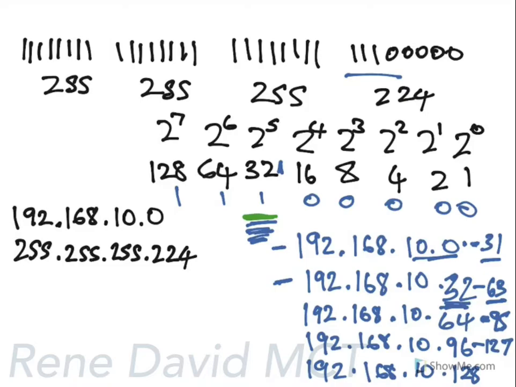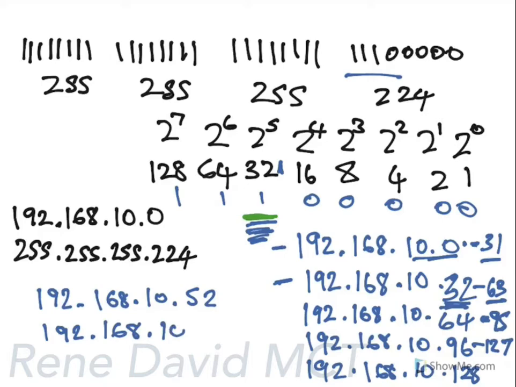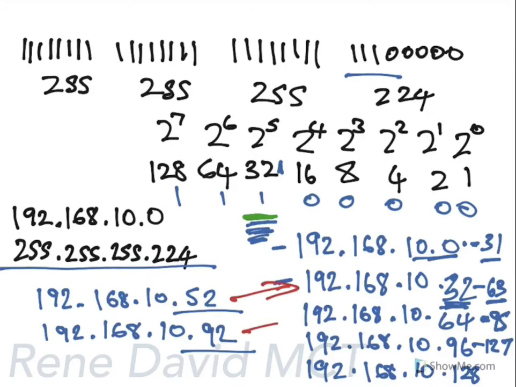And obviously, if I was looking at two addresses, like let's say 192.168.10.52 and 192.168.10.92, and I wanted to know whether these two hosts were on the same subnet, with the subnet mask of 255.255.255.224, all I have to do is look at these subnet ranges. 52 fits into this range, but 92 fits into this range. As a result, these two addresses are on different subnets.